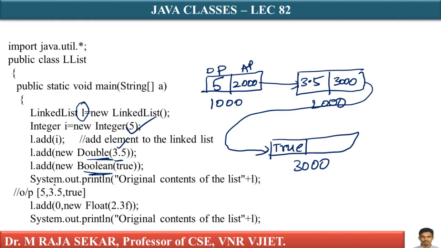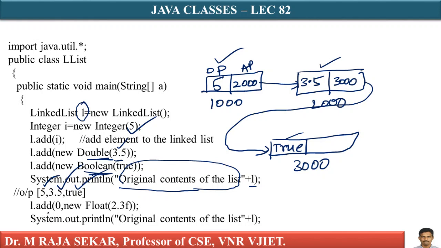Isn't it? Now, System.out.println, original contents of the list. In the output screen, what will display? Original contents of the list, for which I am adding l. In l, what will you have? Just see, 5, 3.5, true. These are the contents of my linked list.